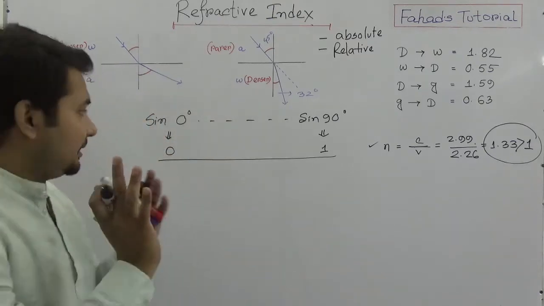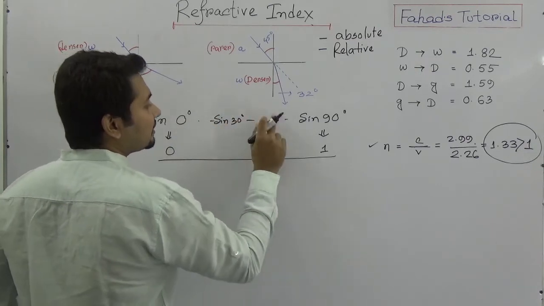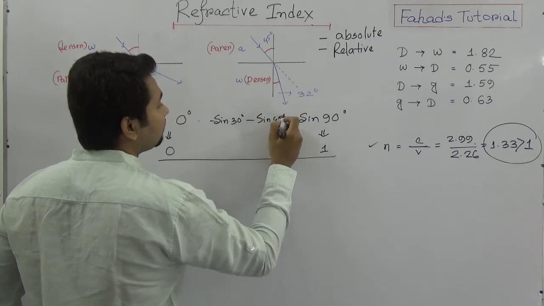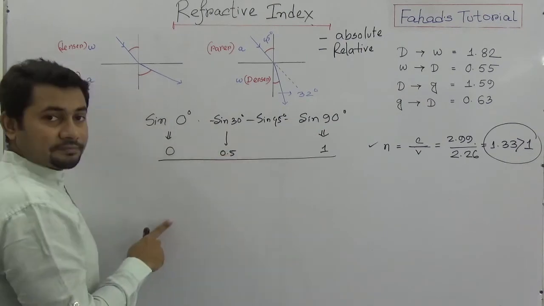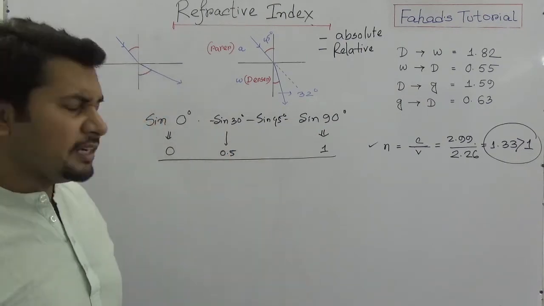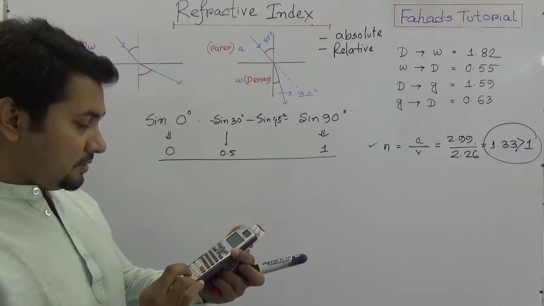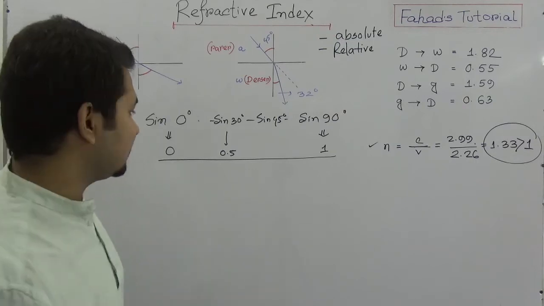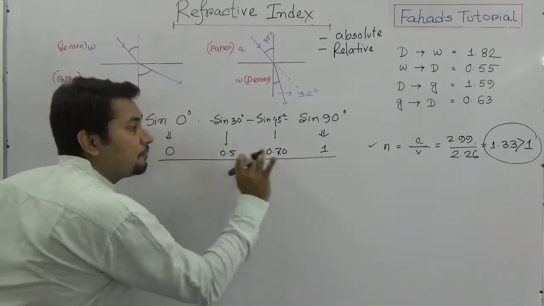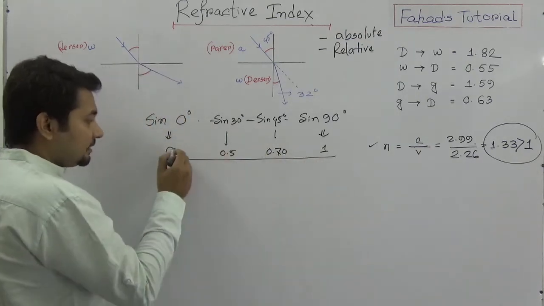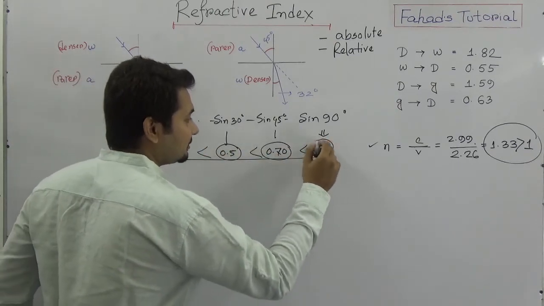But think simply: if it is 0 degree, think about sine 30 degree and sine 45 degree. The value of sine 30 degree is 0.5, and the value of sine 45 degree is 1 by root 2, which is actually 0.707. Think about these four data: 0, then 0.5, then 0.7, then 1.